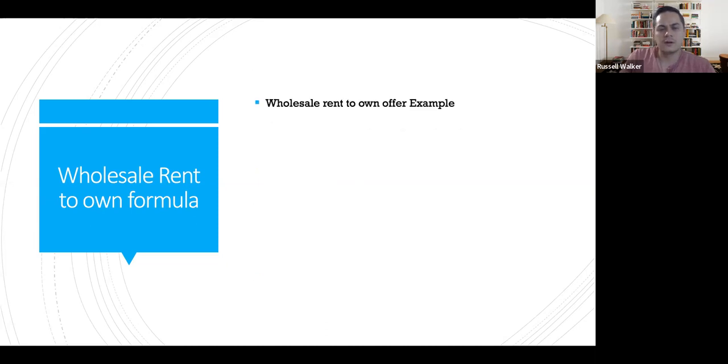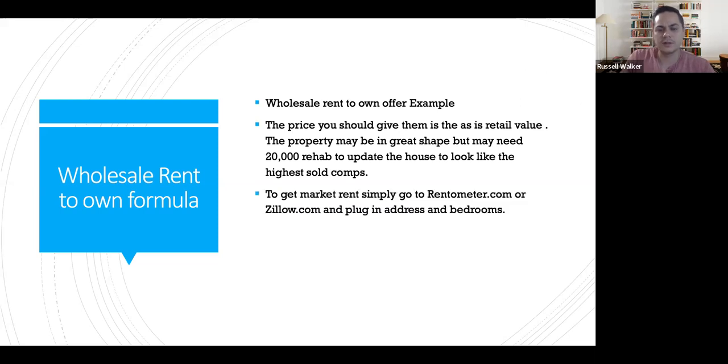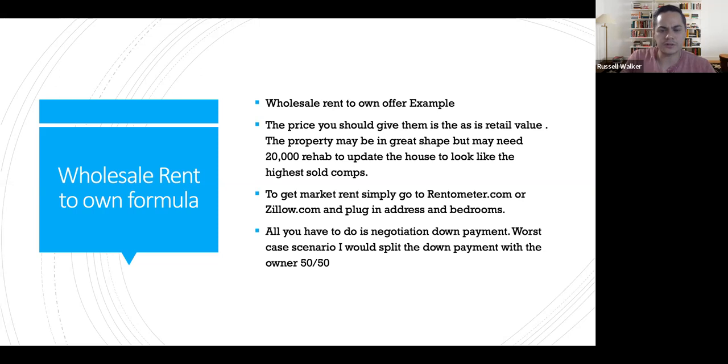Okay. So we're going to go over a wholesale rent to own offer, just an example with numbers. The price you should give them is the as-is retail value. The property may be in great shape, but let's say it may need 20,000 in rehab to update the house to look like the highest sold comps. To get market rent, you simply go to rentometer.com or Zillow.com. And then all you have to do is negotiate the down payment. Worst case, I would split the down payment with the owner.